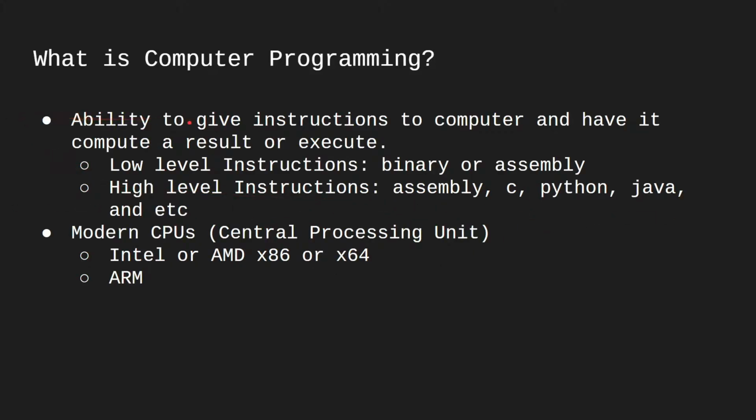What is computer programming? Computer programming is the ability to give instructions to a computer and have it compute a result or execute. Low-level instructions include things like binary and assembly. Those are, at the lowest level, what a computer talks. Assembly is something that humans have made to make it easier to convert instructions to binary. High-level instructions include things like C, Python, Java, and etc.